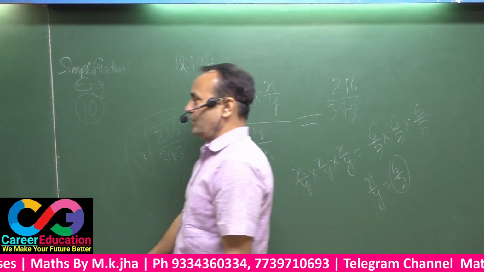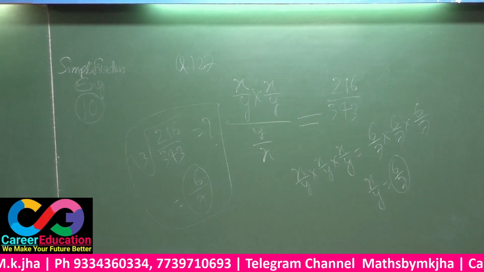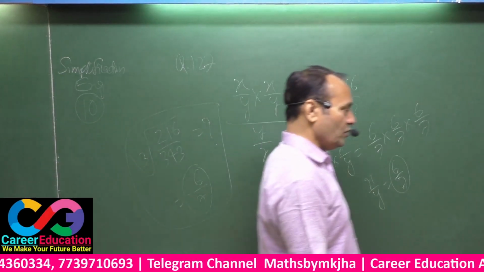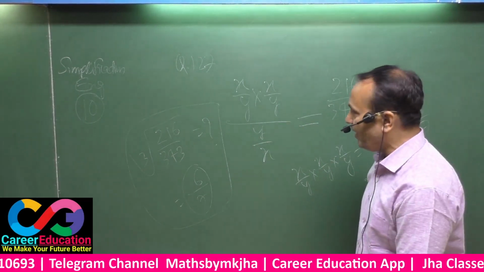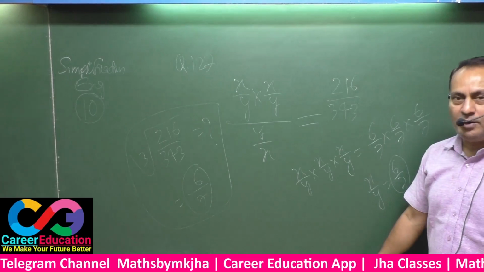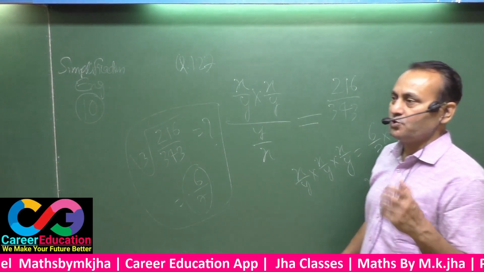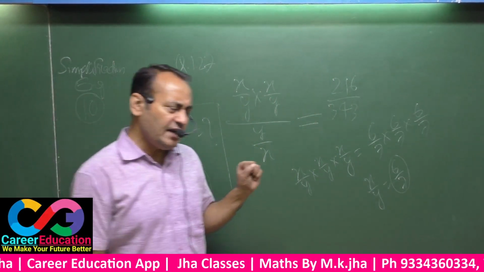The question was, a fraction is multiplied by the same fraction and then the result is divided by the reciprocal of the same fraction. Thus the result is 216 by 343. You have to point out the value of x by y, that means the value of that fraction. In that case, you got the cube root of the given result, that means the cube root of 216 by 343, and you got 6 by 7. That is your final answer.